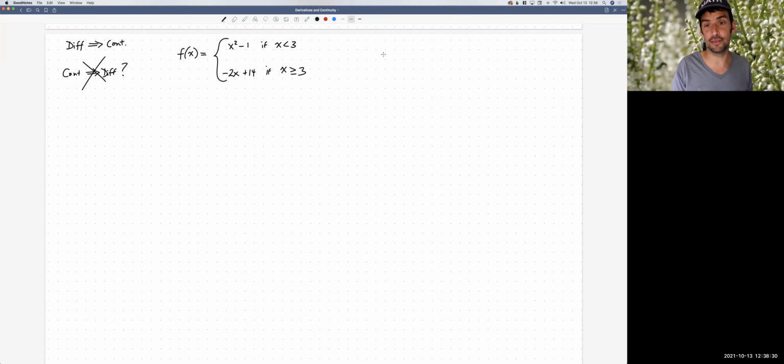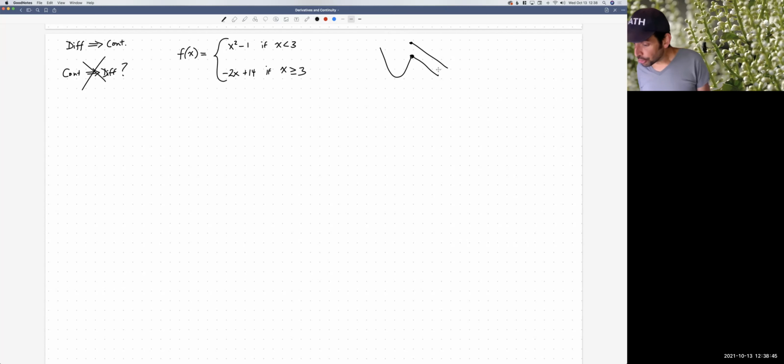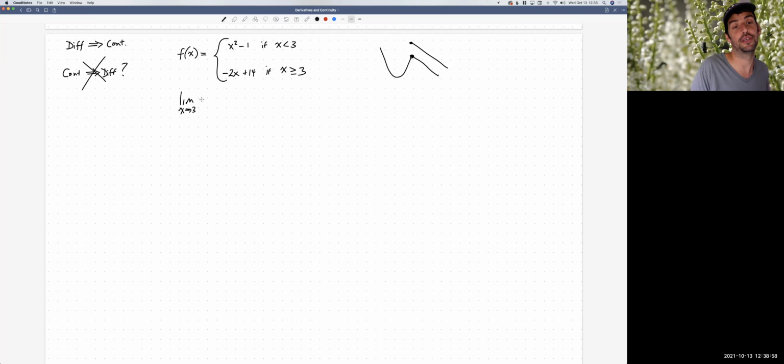We've got some kind of parabola shape, and then we've got a line, and the question is, do they line up or not? Does it look like this, or does that line connect right there and continue on without having a jump? We can check this. Let's show that this is continuous. To be continuous, we need to look at the value of the function and the limit. Is the limit as x approaches 3 of f of x equal to f of 3?